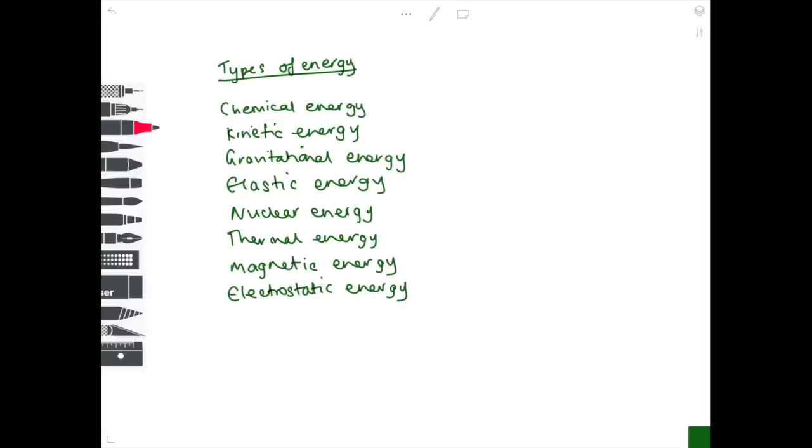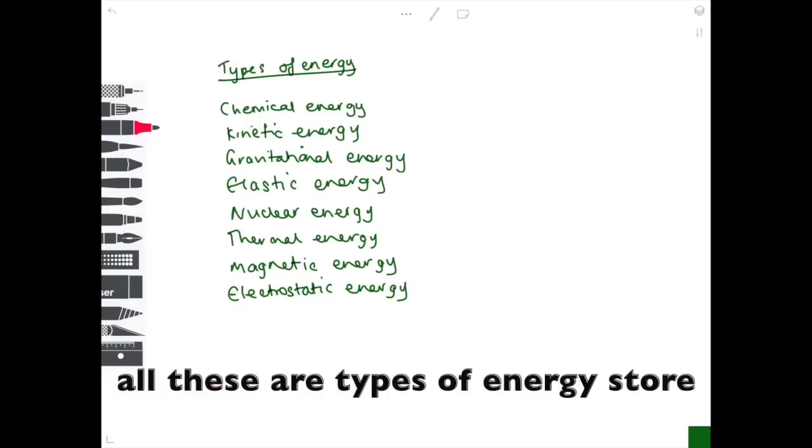Okay, new for this specification is the types of energy. They've kind of changed the naming system, so some have stayed the same and some are new. So we're going to go through each of them in turn, talking about what they mean and some examples.